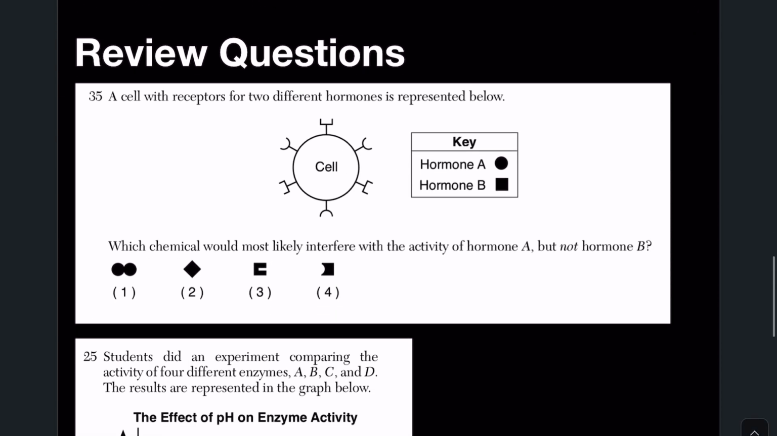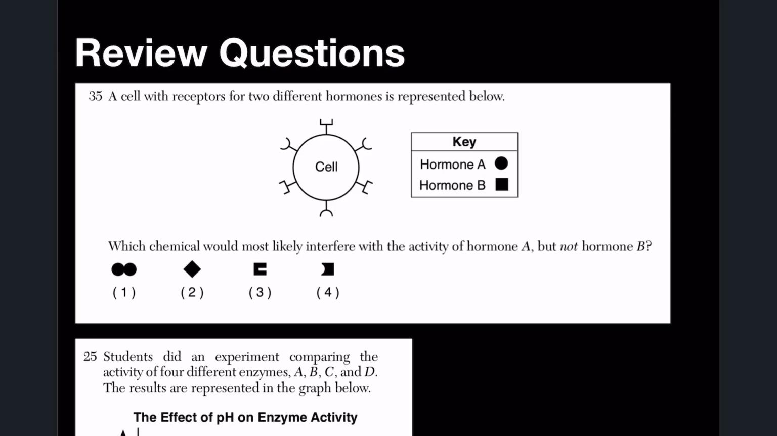Okay, so now we have some review questions. The first review question we have is number 35. A cell with receptors for 2 different hormones is represented below. And then we have the picture of the cell here. Which chemical would most likely interfere with the activities of hormone A, but not hormone B?